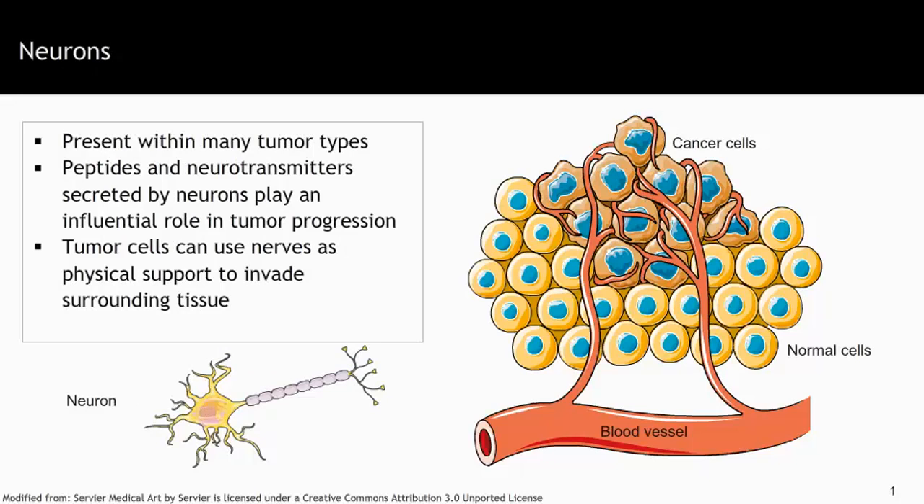Neurons are nerve cells that connect the brain to the rest of the body, so they are present in many tissues that get cancer. Neurons communicate by secreting molecules like neurotransmitters and peptides, and some of these molecules have actually been shown to promote tumor growth. In addition, researchers have found that tumor cells can use neurons as a support to invade surrounding tissue.